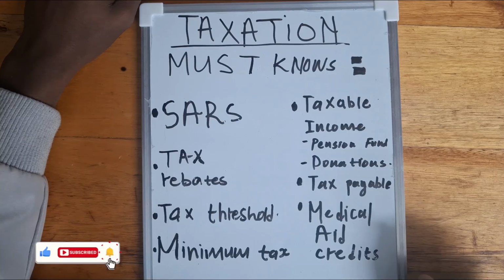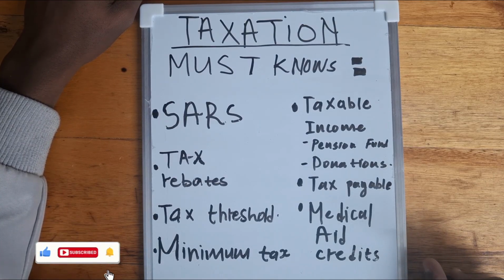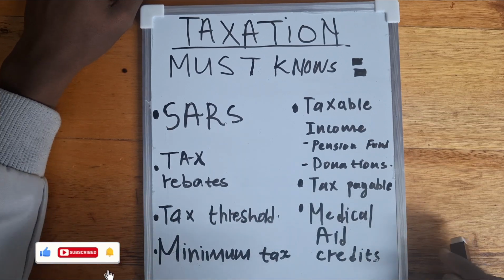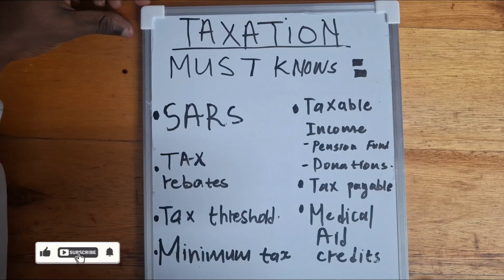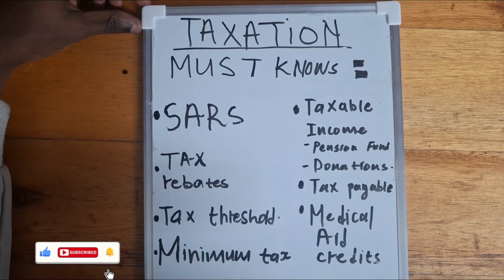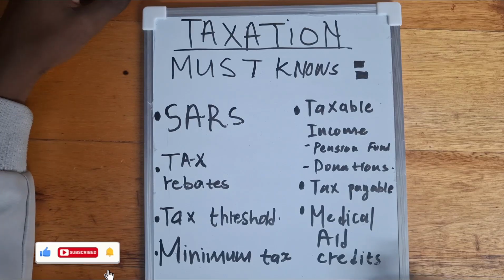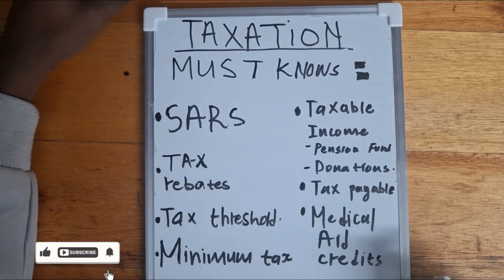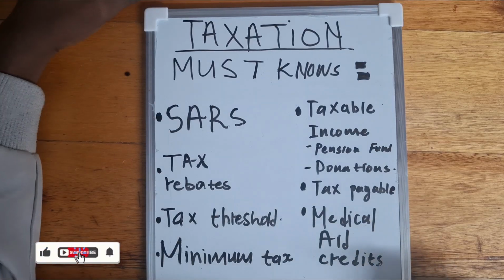You must be able to explain what is tax threshold. Tax threshold is the minimum amount of money that a person must earn in order to be taxed by SARS. You must also be able to calculate the minimum tax. The minimum tax is usually calculated according to the previous tax bracket, but we'll get into that.